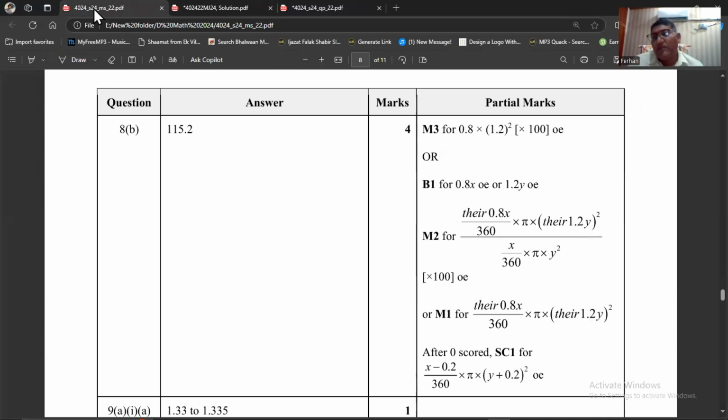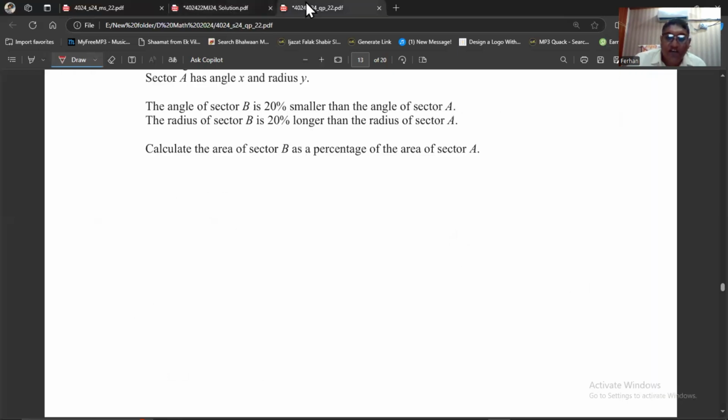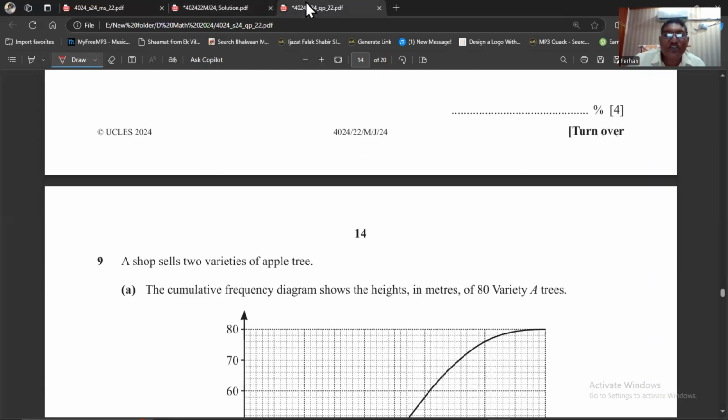So 115.2% is the right answer. You can have a look at the marking scheme. So this is how this is done. It's not difficult, but because they have not used the numbers, they have given you alphabets. The angle is X, the radius is Y. So that's why it has become a little tricky. Hopefully you understand. This was a 4 marks question.